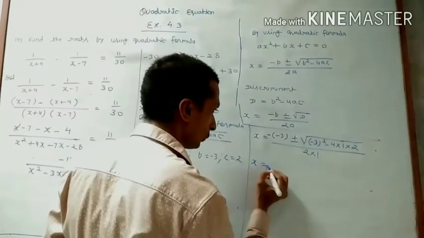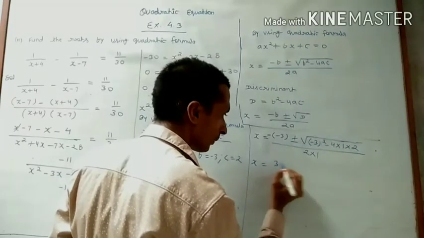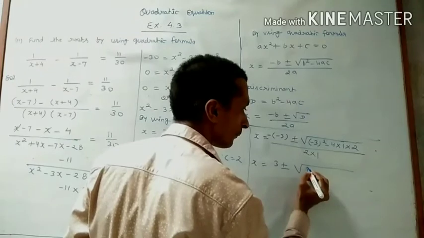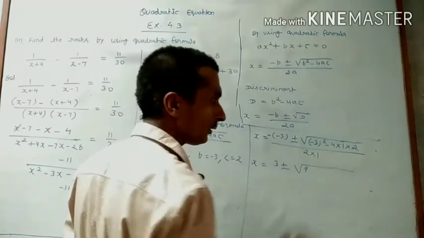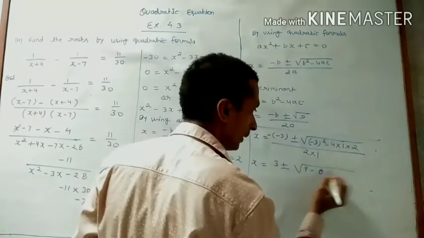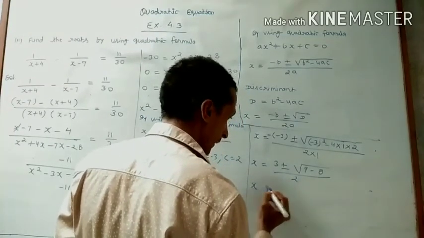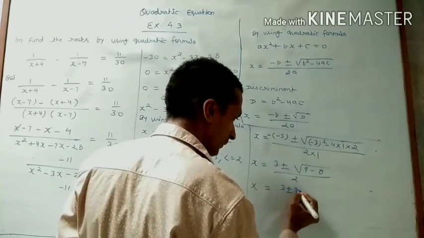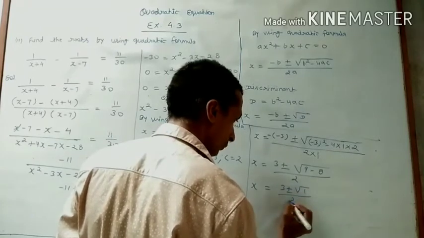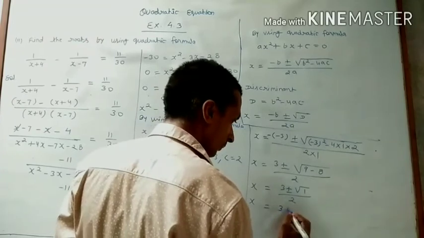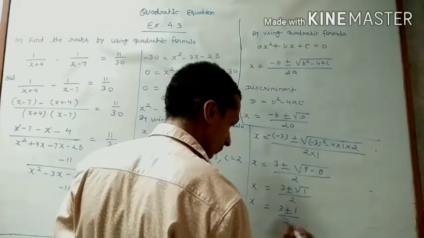After solving you will get minus minus plus, so plus 3 plus minus, and 3 3s are 9, 4 2s are 8. 9 minus 8, upon 2. So you will get x equal to 3 plus minus under root 1 upon 2, and now x equal to 3 plus minus 1 upon 2.